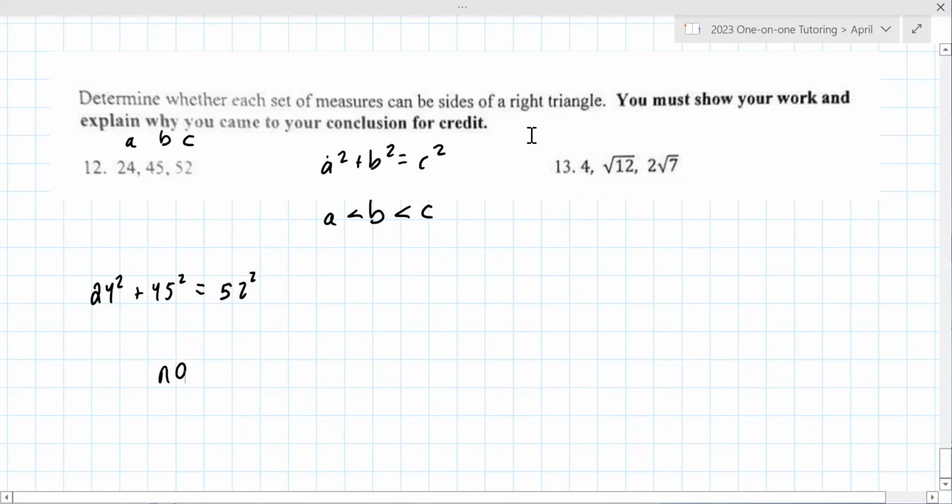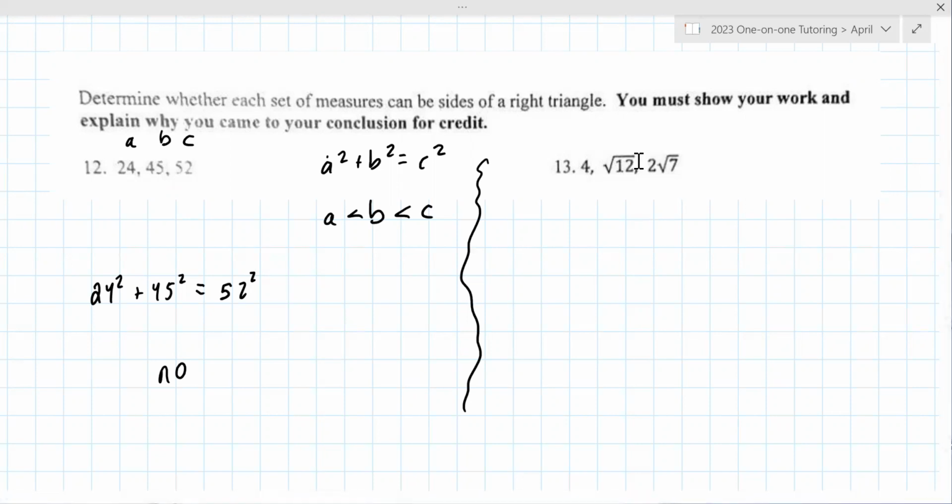Now on the next one, the problem with the next one over here on 13 is you can't necessarily assume that it's in ascending order. I know that the square root of 12 is smaller than 4. Not sure how it compares to 2 times the square root of 7. So this is where you might first put those in the calculator just to see what the numerical values are.